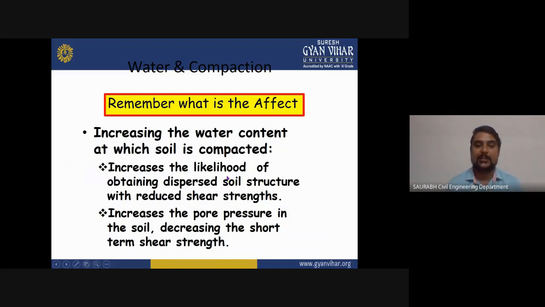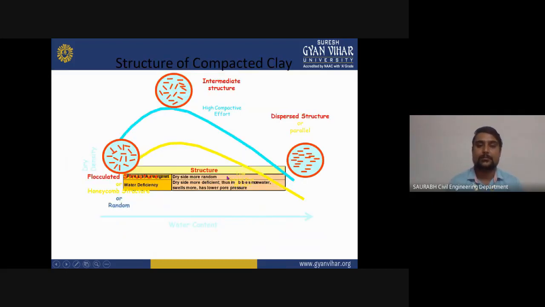First, we will see here that increasing the water content at which the soil is compacted increases the likelihood of obtaining a dispersed soil structure with reduced shear strength. It increases the pore pressure in the soil, decreasing the short-term shear strength. So you can understand the relationship between water and compaction, and how water can affect the compaction of a soil.